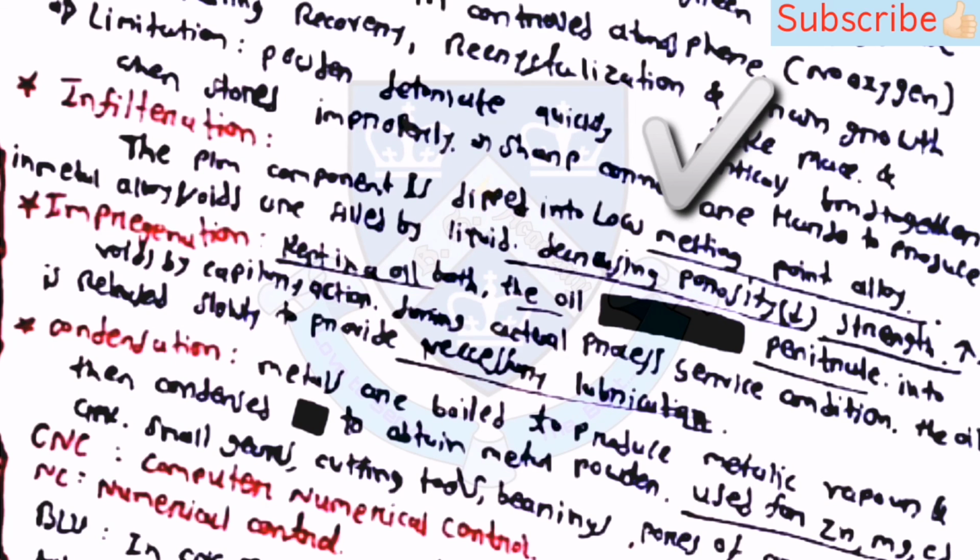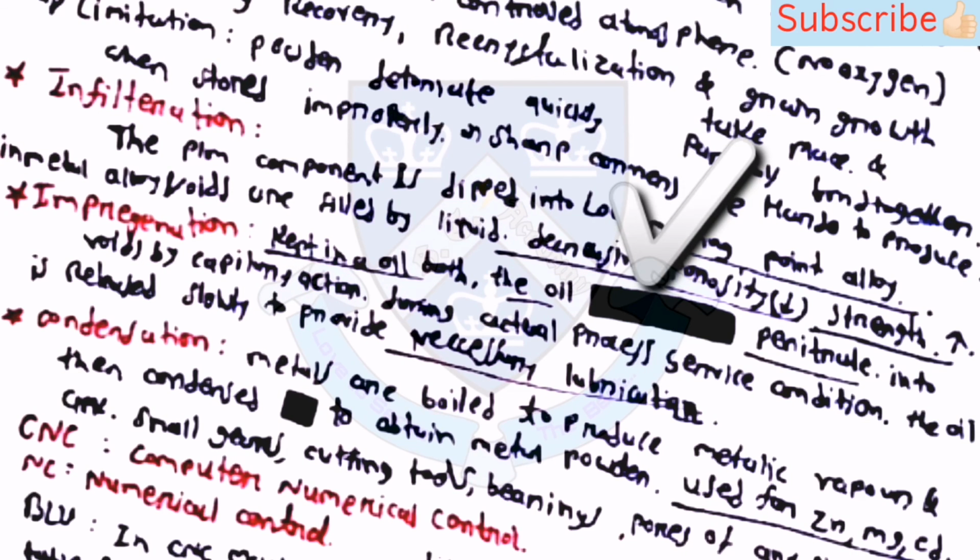In infiltration, the PM component is dipped into a low melting point metal alloy and voids are filled by the liquid. Then decreasing the porosity, strength will increase. Then in impregnation, the component is kept in an oil bath, the oil penetrates into the voids by capillary action, and during the actual service condition, the oil is released slowly to provide the necessary lubrication.